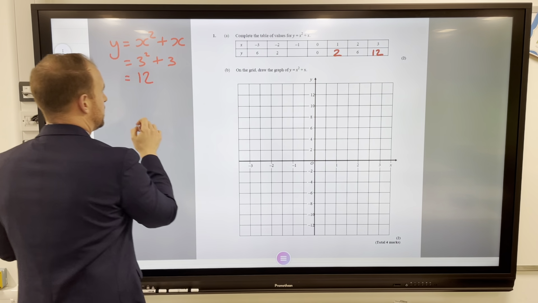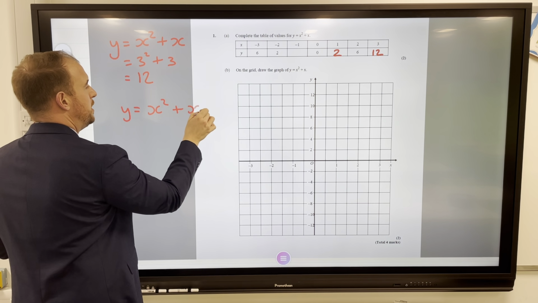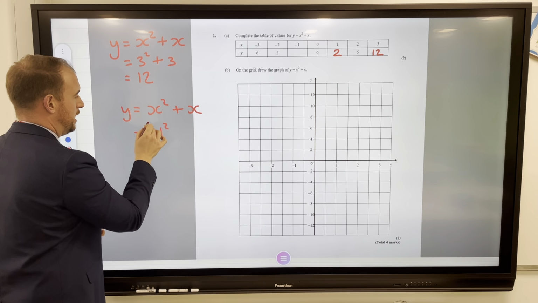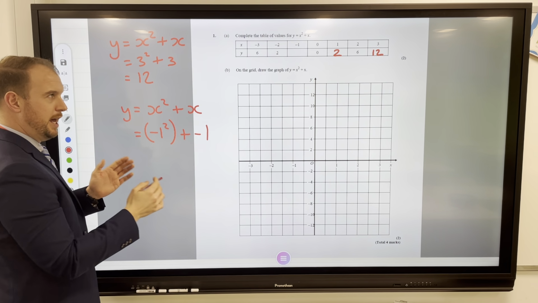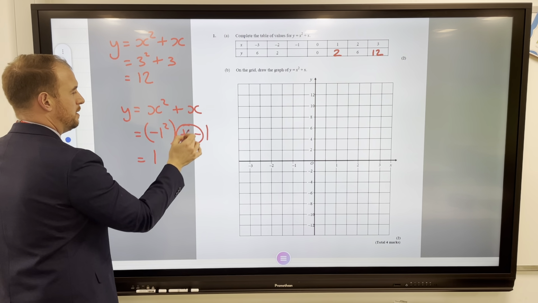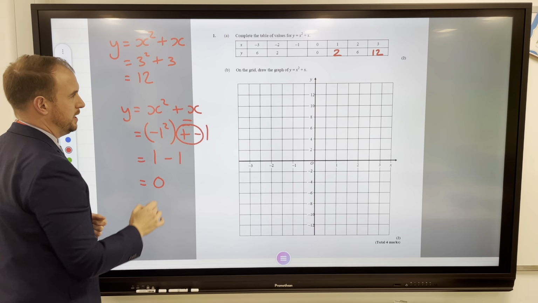So for this minus 1, I've got y equals x squared plus x. Be careful if x is minus 1. Minus 1 squared plus x, which is minus 1. Be careful now with the symbols. Minus 1 squared is 1. Plus and a minus is a minus. So I've got 1 take away 1, which is 0.